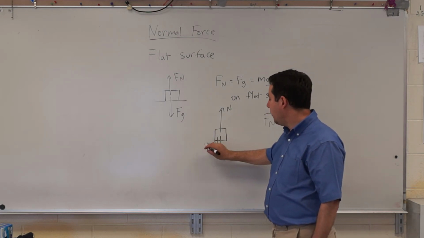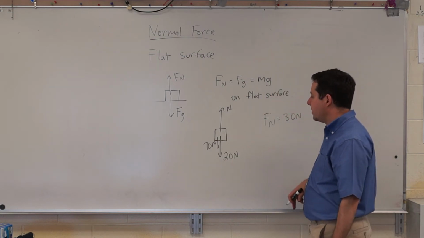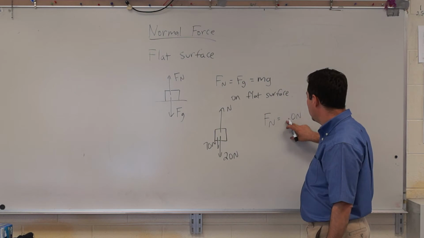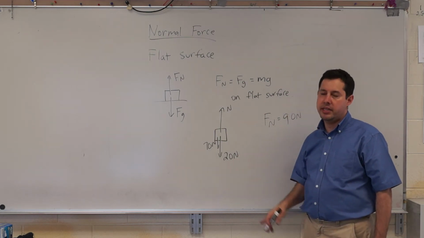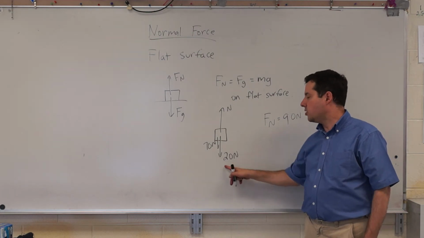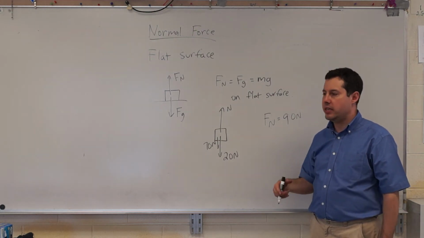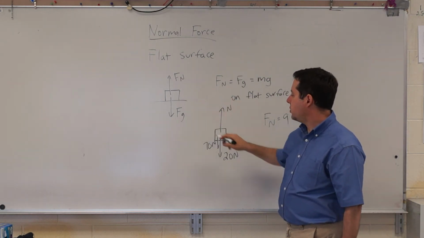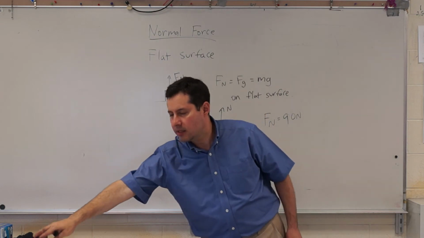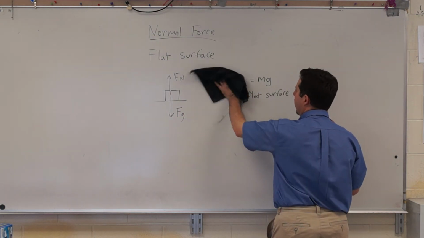If I pushed with more force than that, let's say I pushed with 70 newtons, the block's still not accelerating into the ground, so your normal force has still got to balance out with the downward force. 70 plus 20 down means that you have to have 90 up. 90 down, 90 up. Most of the time it's going to be the first situation, but you can run across places like this. You also see sometimes normal forces on inclines.